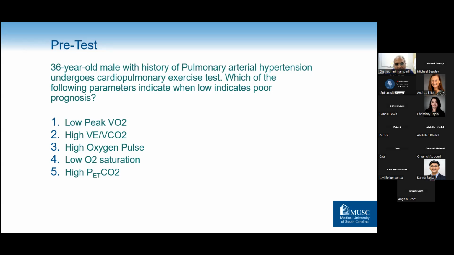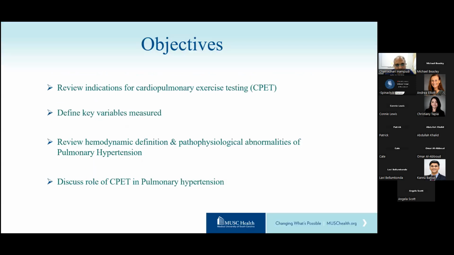The other one is a 36-year-old male with history of pulmonary arterial hypertension, who also undergoes a cardiopulmonary exercise stress test. And in this situation, which of the following parameters, when low, indicates poor prognosis?